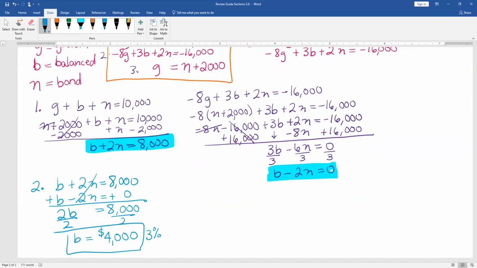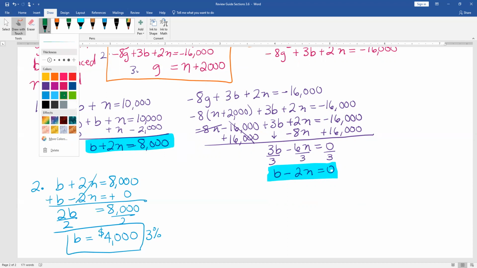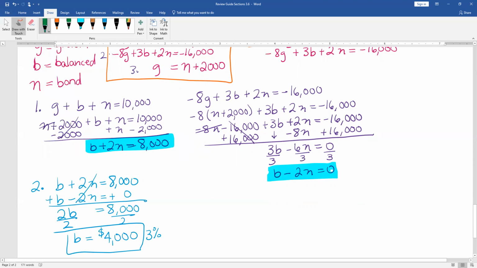All right, so what do I want to use? I'm going to use the equation b plus 2n equals 8,000 to solve for n. I'm going to use that one. Because once I have n, then I can solve for g with that original g equals n plus 2,000. Okay, let's do that. All right, so b plus 2n equals 8,000.